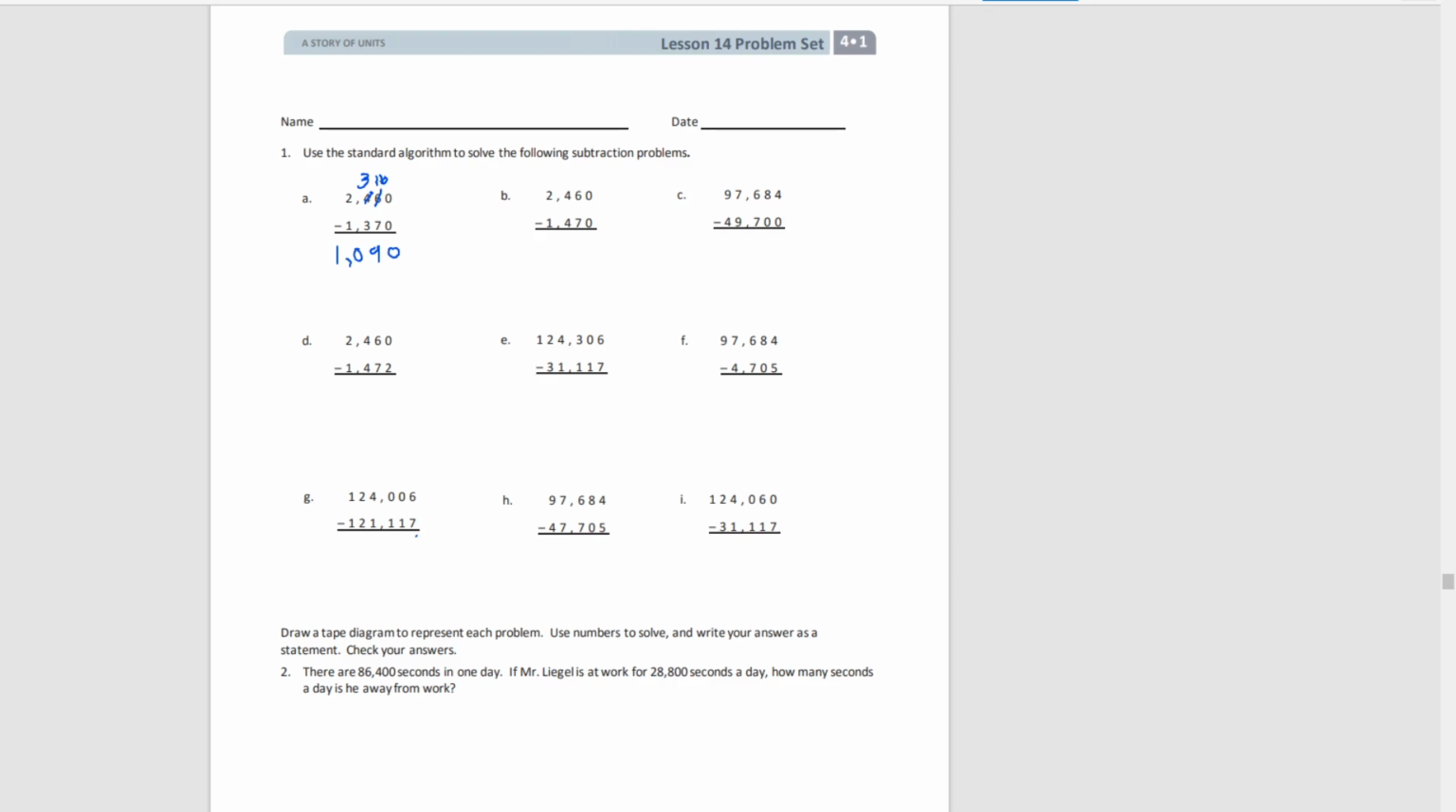Okay, for B we can do the ones, we can't do the tens, so we need to take 100 and break it into 10 tens and add it to the 6 that are there. Now we can't do the hundreds, so we need to take 1,000 and turn it into 10 hundreds, add it to the 3. Now we can subtract.